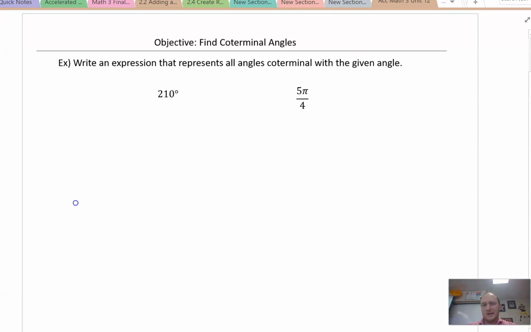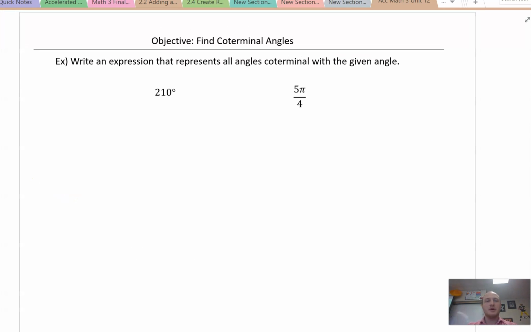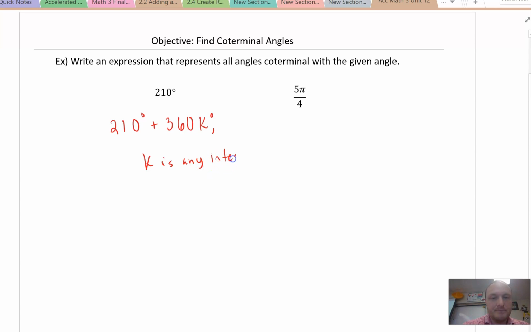Okay, so here's a task. We're given some problems that say, write an expression that represents all angles coterminal with any given angle. My angle here, 210 degrees, is in degrees. So what I'm going to do is add 360k degrees. All of my angles are that, and I want to specify where k is any integer, so I cover all my cases.